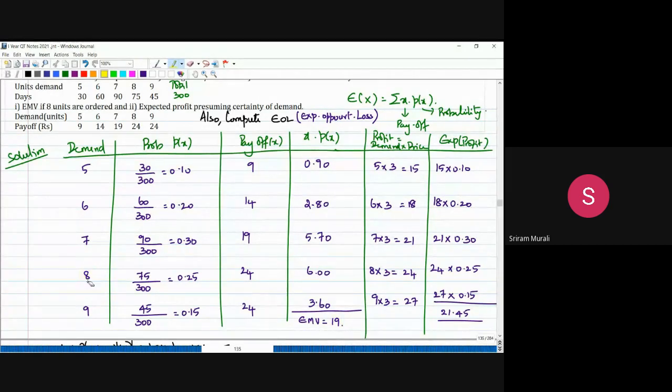Average is based on all observations. Expected value and average are based on all observations. Though it is 8 or 7 or 6, my average will be 19. Am I right? Yes sir. Have you understood? Yes sir.